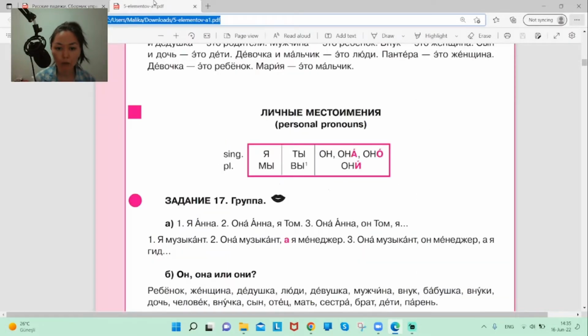If you have already learned personal pronouns, we know we have я, I, ты, you, он, he, она, she, оно, it. And we also have мы, we, вы, you plural or you formal, and они, they. So we use these three to mark the gender of a noun.